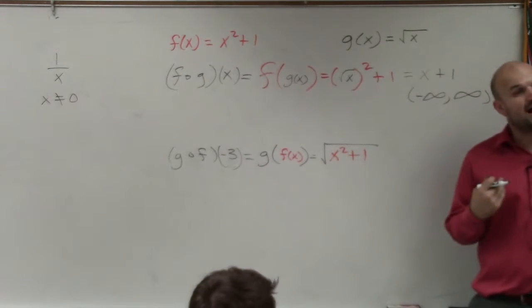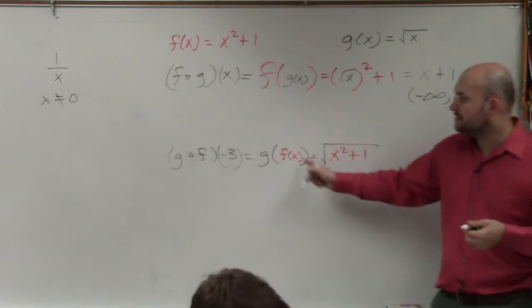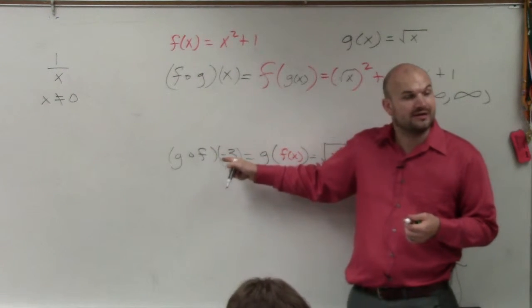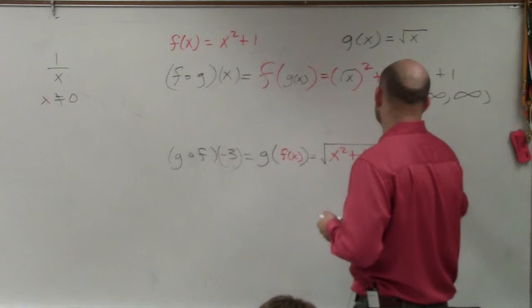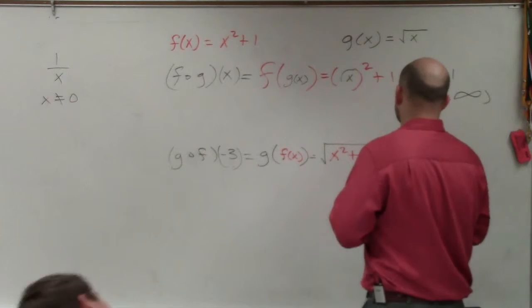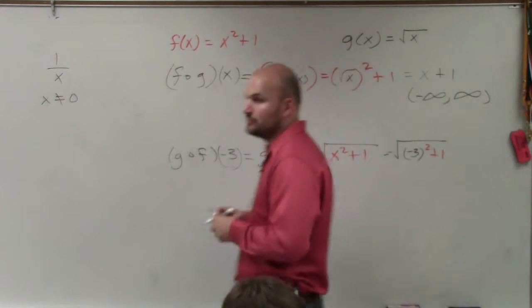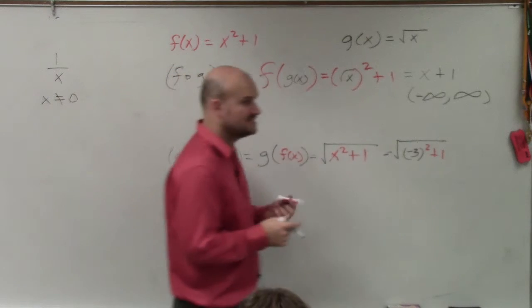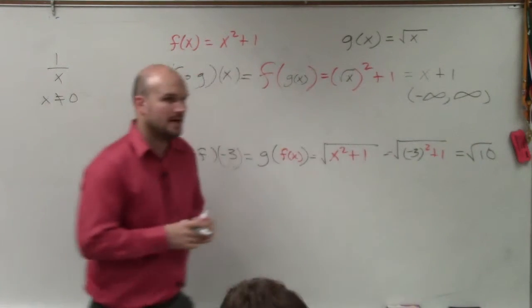OK? But now they're not asking us to evaluate for f of x. They're asking us to evaluate for, instead of x, they want -3. So in reality, it looks like this. So -3 squared is 9, plus 1 is 10. So it equals the square root of 10. OK?